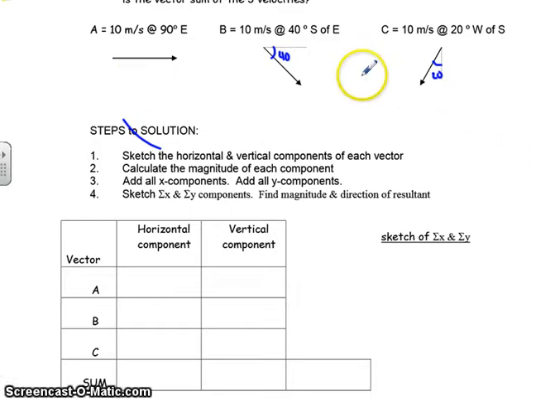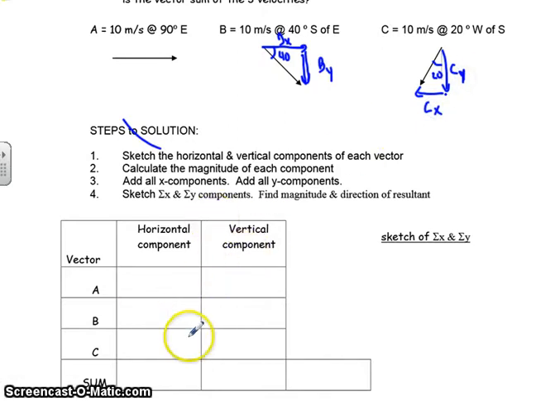In vector B, we can see that it's down and to the right. So what I would basically do is draw a rightward component and a downward component. I'm going to call this BX, and this is BY. Alright, X and Y components. And then for this one, I would go down, and I put an arrow, and I go to the left. And so this is CY, and that's CX. Okay, Y for vertical, X for horizontal.